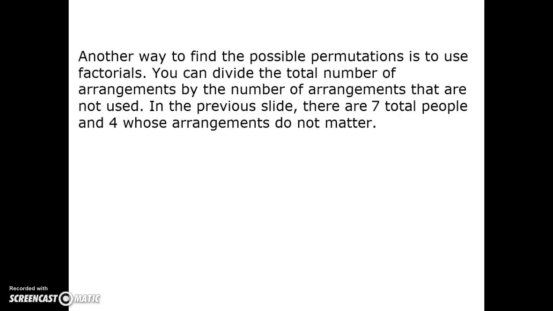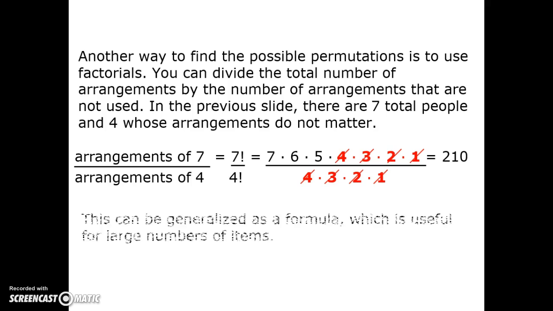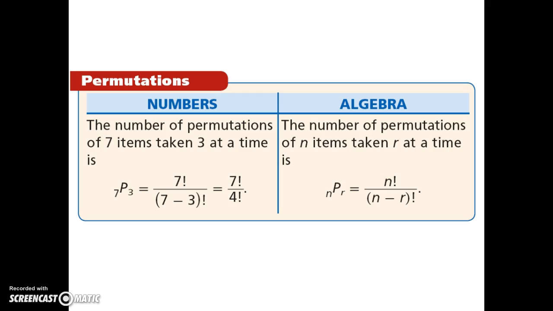Another way to find the possible permutations is to use factorials. You can divide the total number of arrangements by the number of arrangements that are not used. So in the previous slide there were 7 total people and 4 whose arrangements didn't matter. So that's 7 factorial, total number of arrangements, divided by 4 factorial, the number of arrangements of people that didn't matter. And so we cancel top and bottom like terms. So there are 210 just as before, but this is using factorials.